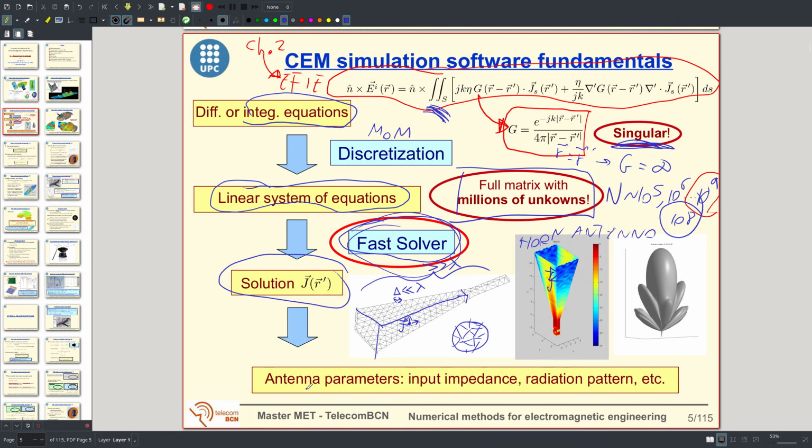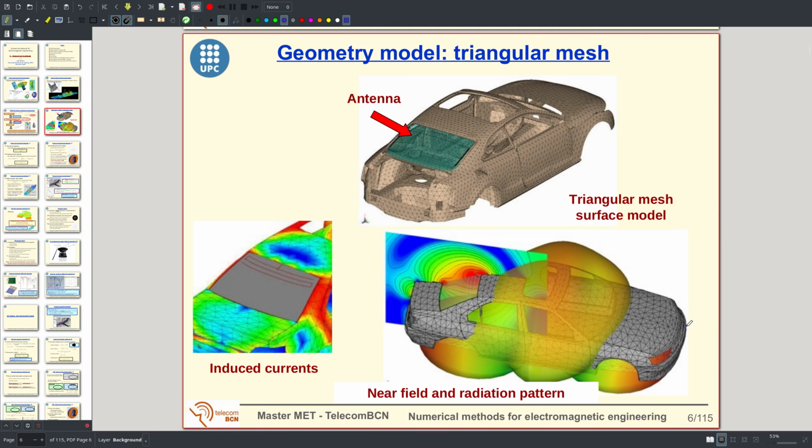Once we have the current, we can compute all antenna parameters. We can integrate the convolution of the current with the Green's function and obtain the radiation pattern. Once we have the radiated field, we can compute the input impedance. We can compute everything. For example, in this case, I have a plot here of the radiation pattern. And as I told you, we have to discretize the surface into many small triangles. You can see an example here.